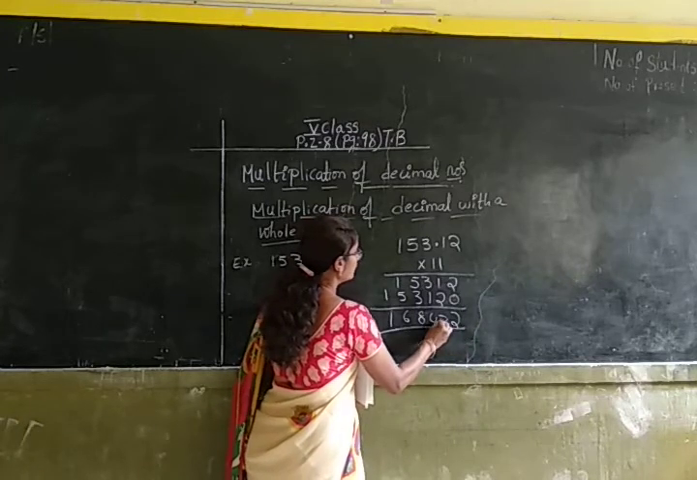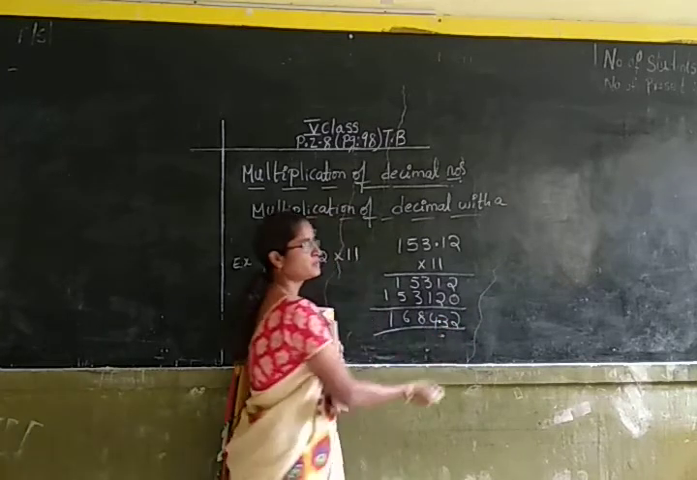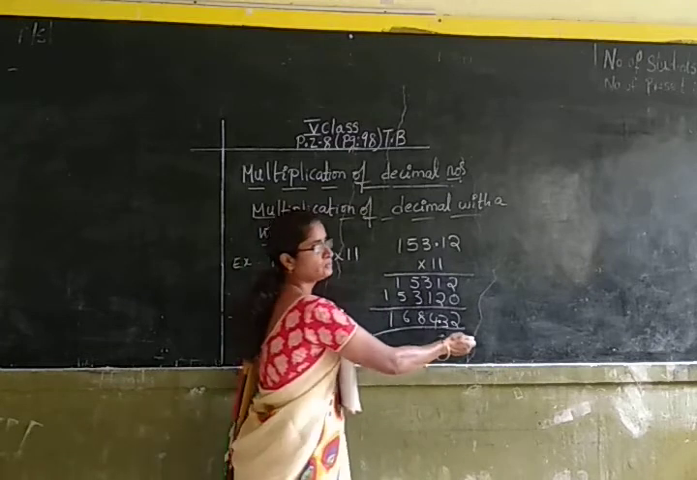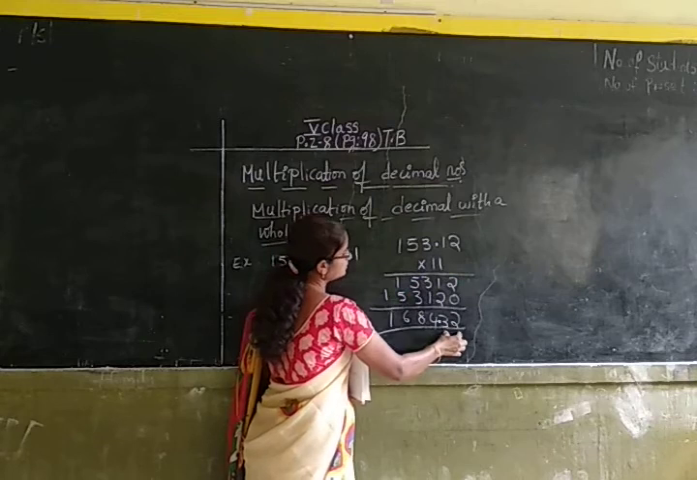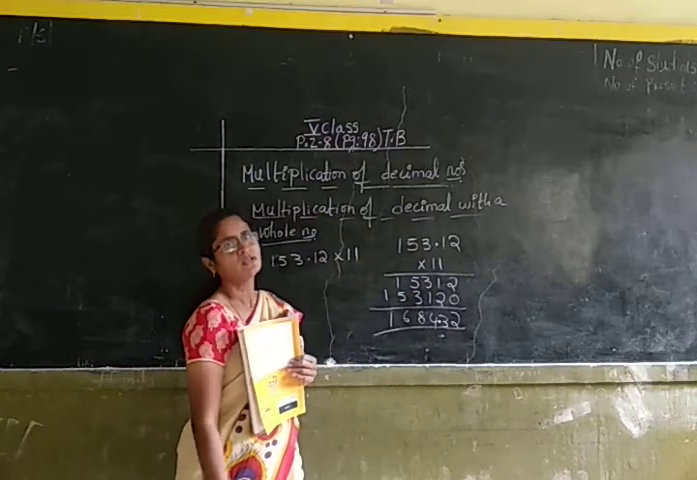1, 2. We always have to place the decimal point from right side to left side. So here the decimal point is after 2 digits. So in the answer also we have placed the decimal point after 2 digits.